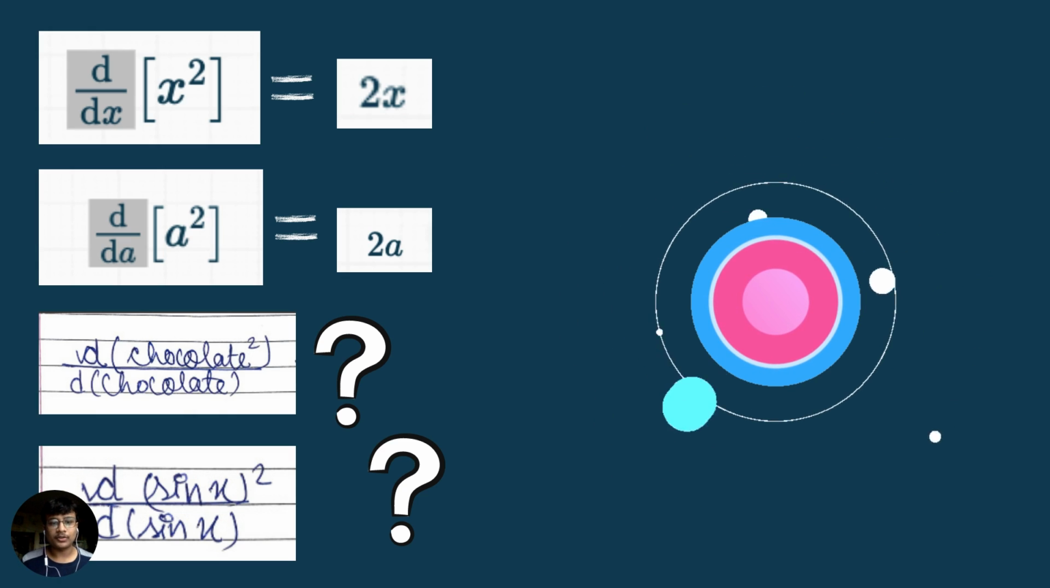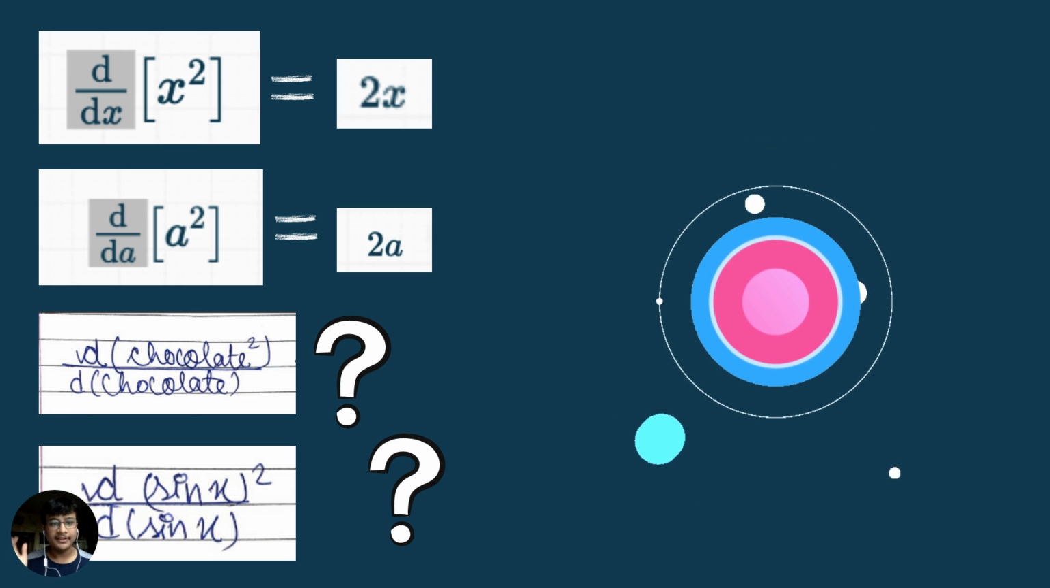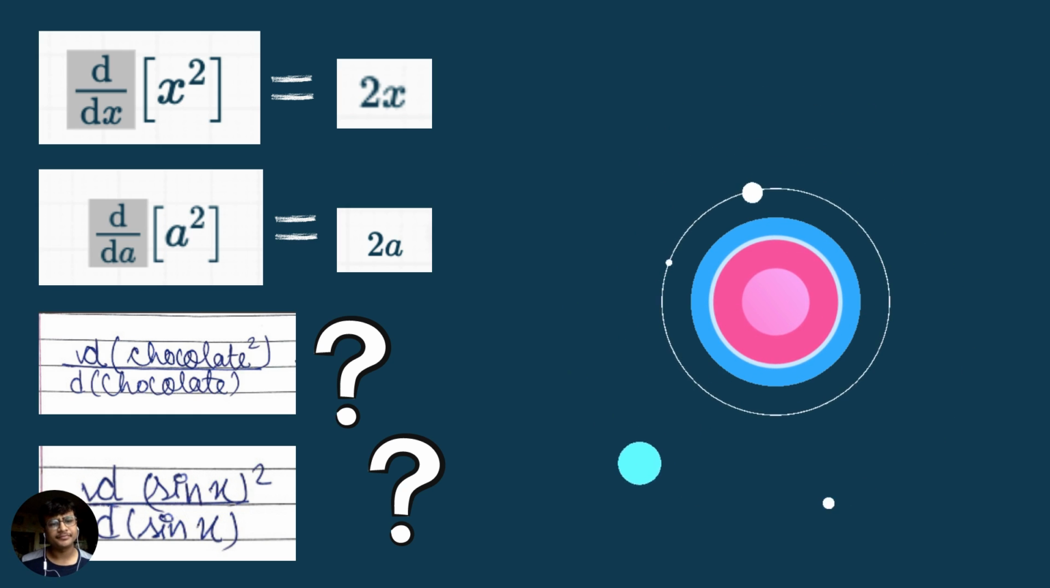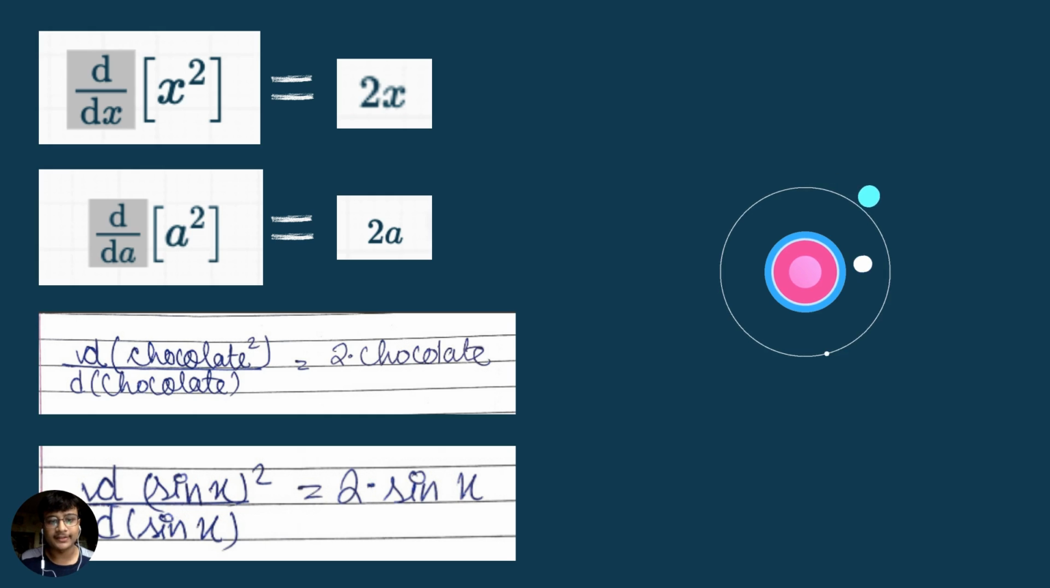So let's go ahead. If we are differentiating x squared with respect to x, the answer would be 2x. If we are differentiating a square with respect to a, the answer would be 2a. If we are differentiating chocolate square with respect to chocolate, what would be the answer? It would be 2 chocolate. And if we are differentiating sin x square with respect to sin x, what would be the answer? 2 sin x. Simple. So this is very basic. If you are on the same page, you can understand the chain rule very easily. So this is the answer. Chocolate square, if you're differentiating, it will be 2 chocolate, and sin square x differentiated with respect to sin x would be 2 sin x. Cool.